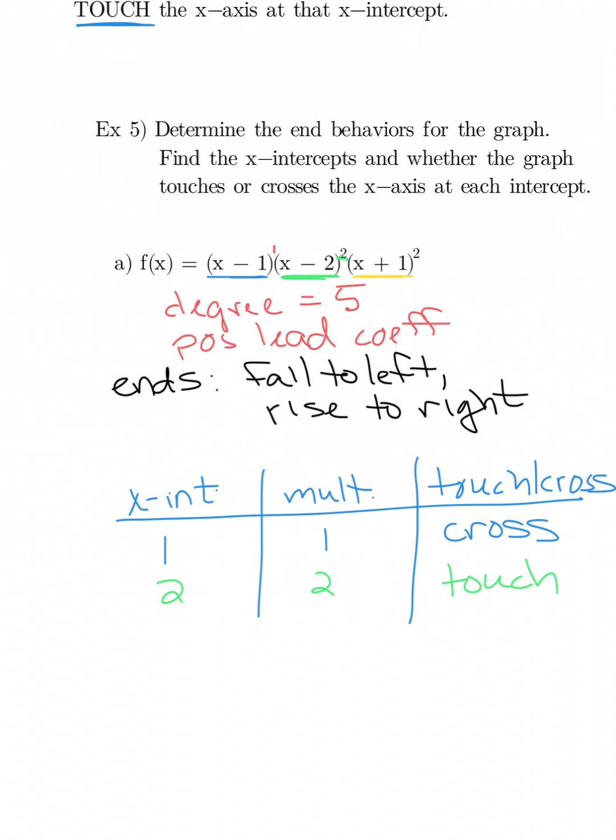Our third intercept comes from our third quantity. It would be -1. The power on it is 2, so that's its multiplicity. And because it's even, we touch at that intercept.